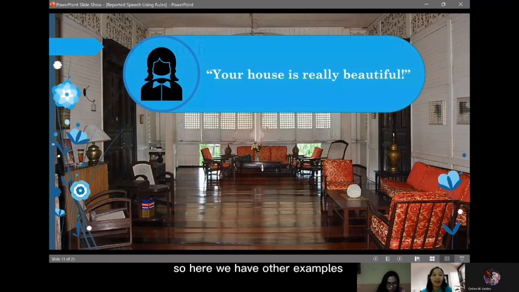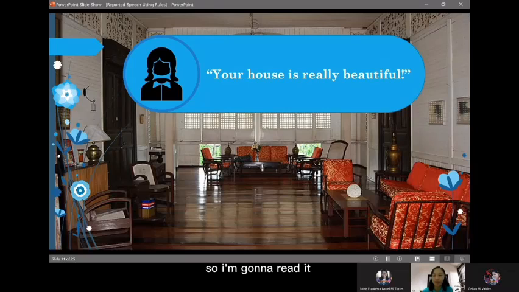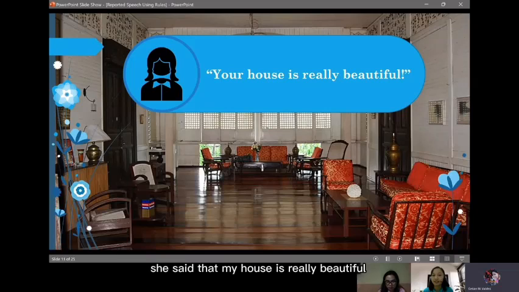So here we have other examples. Here is a direct speech. I'm going to read it: your house is really beautiful. Can anyone convert this into a reported speech? She said that my house is really beautiful.